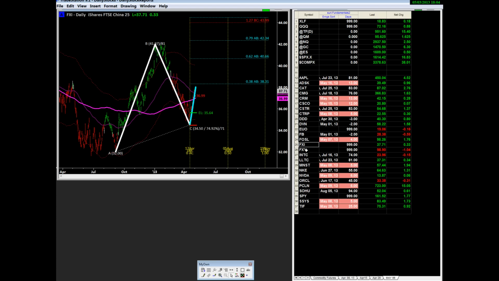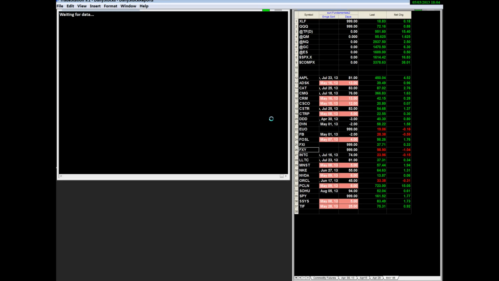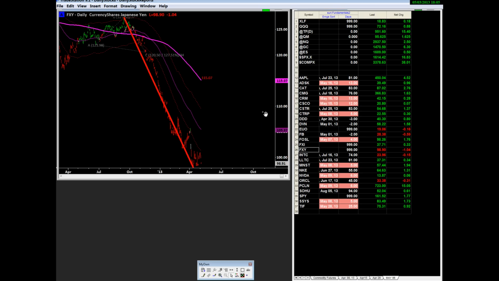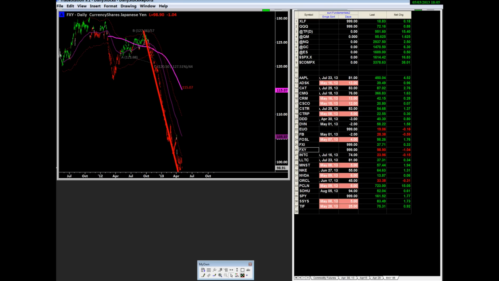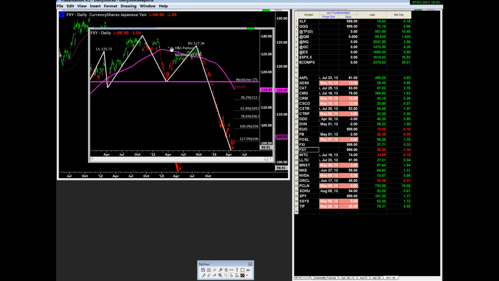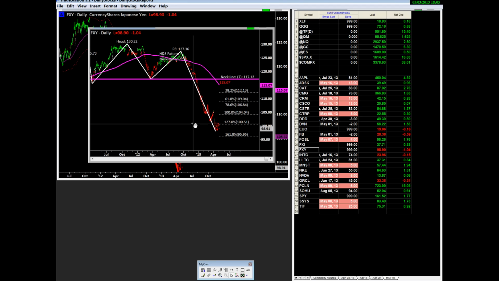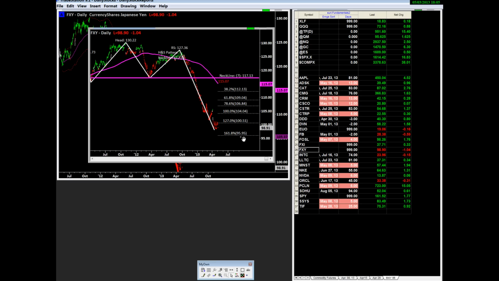And the next one is the FXY, which is the Japanese yen. I'm sure some of you know that it's been tanking. One of the patterns we've been noticing for quite some time is that it has a head and shoulders pattern. So its target, with what I'm looking at, is 162%, which is about 95. That's where its probable target is.